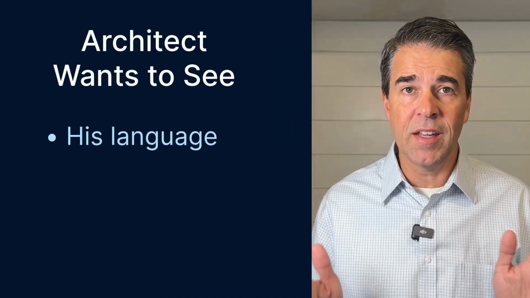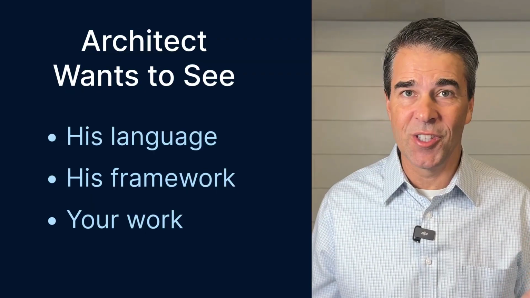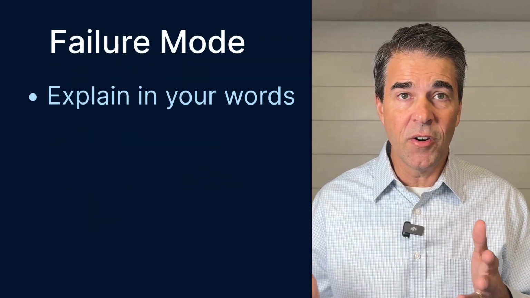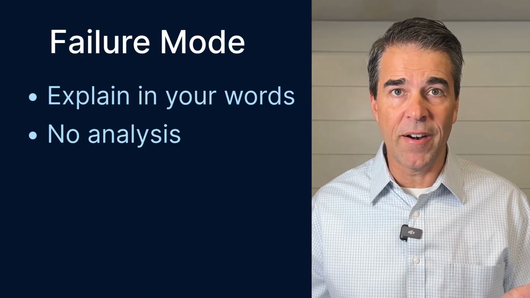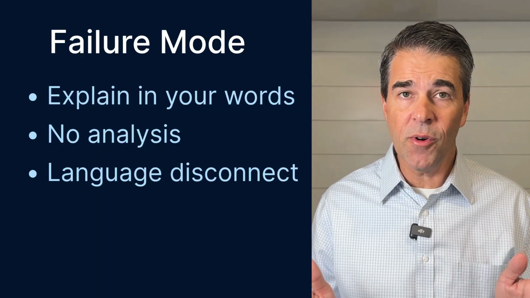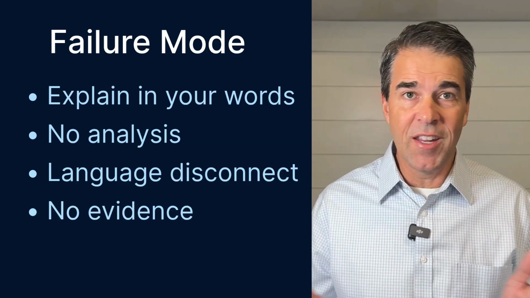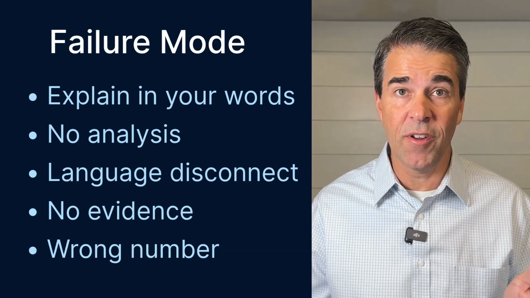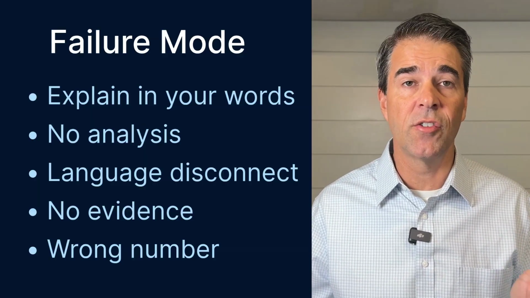He wants to see it in his language, inside his framework, and he wants to see the work, not just the conclusion. The failure mode: you generally bring a better idea, but you explain it in your words and you leave the analysis at home. It just doesn't matter to them that it's better. The language is foreign, so it doesn't quite fit how we think about this. And the conclusion arrives with evidence that he can't check. Then he finds one number that's off and nothing that you said is safe anymore. To an architect, one error does not cost you one point, it costs you the whole case.